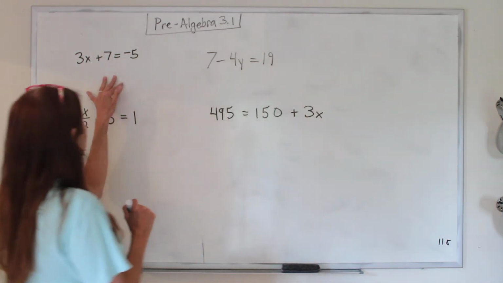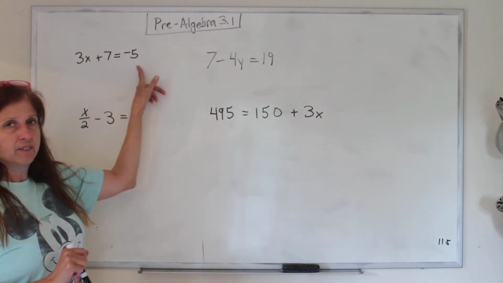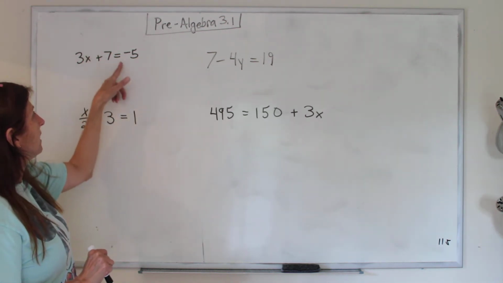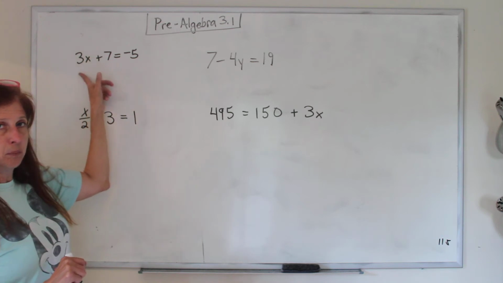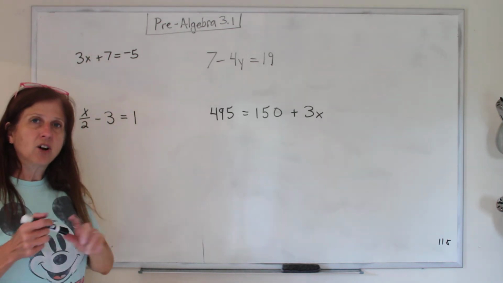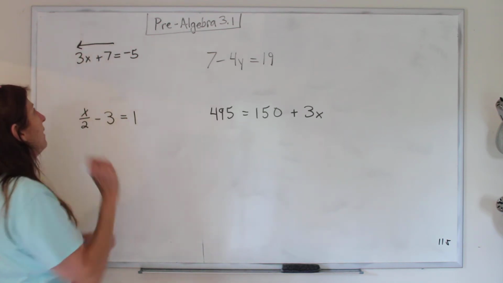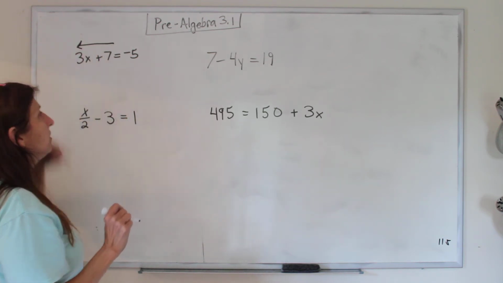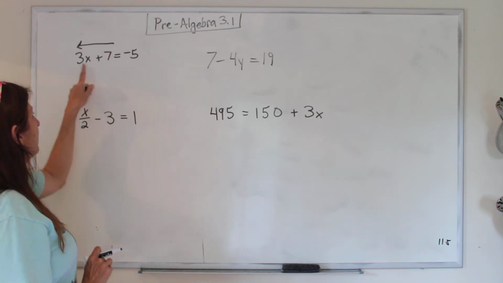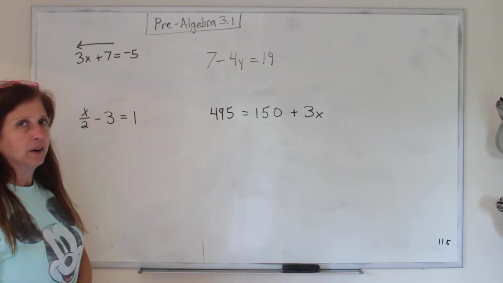So we're going to start with this one. 3x plus 7 equals negative 5. Why is x not alone? Well, it's being multiplied by 3 and it has a plus 7. Where do we start? We start with the one that is further away from x and then do the one that's closer. And this one's closer because it's sitting right next to it. So we're going to start with that one.